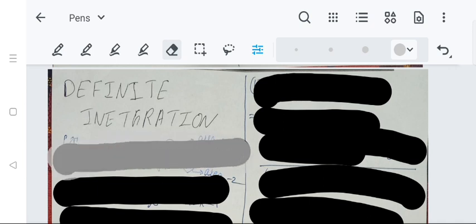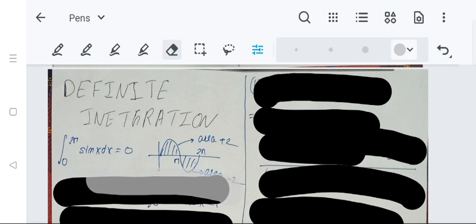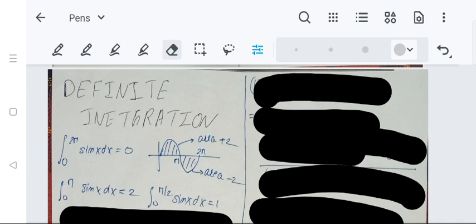This whole chapter's basic concept is area. When you find the definite integration of some function, you actually find the area when that function is drawn on the graph. So we're starting with some basic function: the integration of sin x dx from 0 to 2 pi. If you integrate this function using limits 0 to 2 pi, you will get the answer as 0.